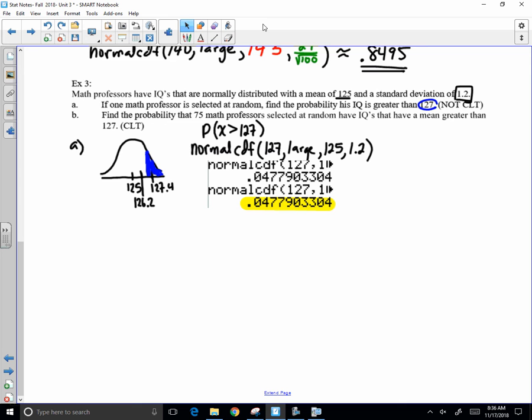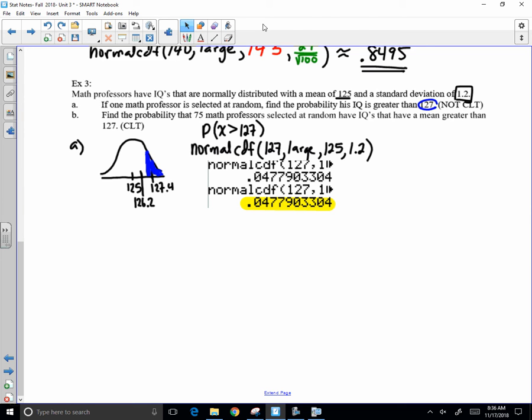Now, a lot of people will walk away saying the overwhelming majority of students had a grade in the ballpark of 90. All right, and so that's what this is telling me, is that the overwhelming majority, or even more than that, almost all of the math professors would have an IQ in the neighborhood of 125, plus or minus a couple of points.